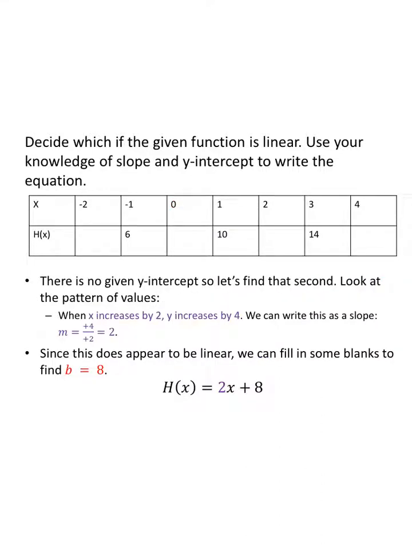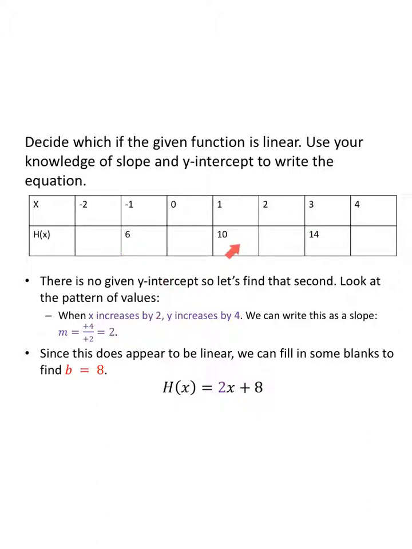H of x. Oh, we don't have the y-intercept. That's a bummer. So let's look for our slope first. X increases by 2, right? For the values that we have, from negative 1 to 1 increases by 2. From 1 to 3, we increase by 2. So x increases by 2, what happens to our y values?